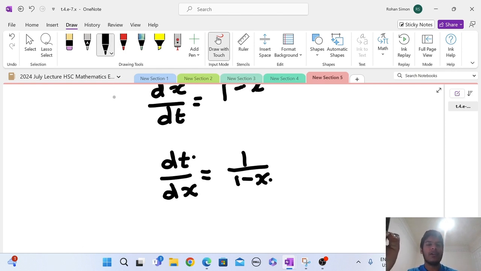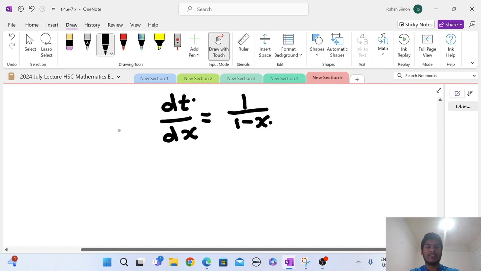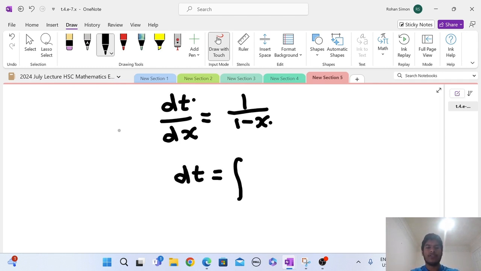And so now we can go ahead and integrate both sides with respect to x, and so we end up with t equal to the integral. So let's put an integral there. So we end up with the integral of dt with respect to x, if we separate variables, is 1 over 1 minus x dx.